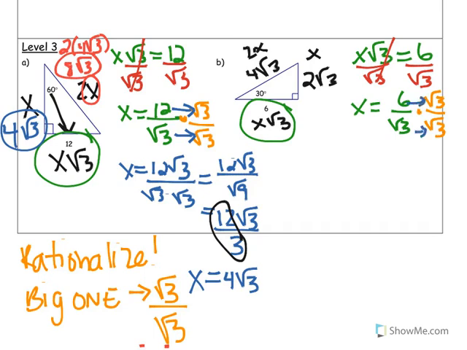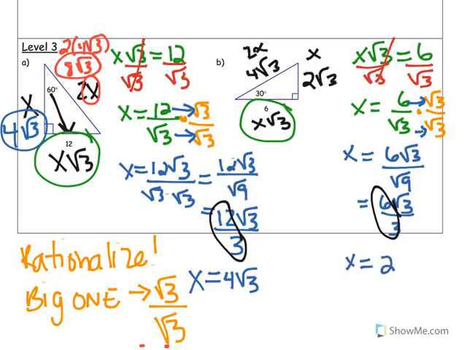Multiply across. You should have gotten 6 times root 3 is 6 root 3. Root 3 times root 3 is root 9. The square root of 9 is 3. Divide 6 divided by 3, and x is 2 root 3, which we plugged in right here. And then we did 2 times 2 root 3 and got 4 root 3.